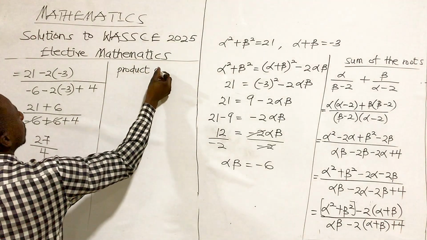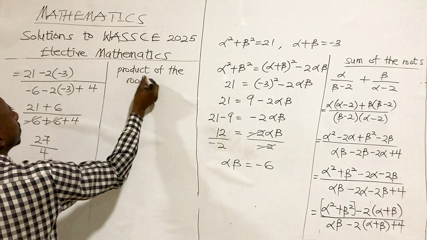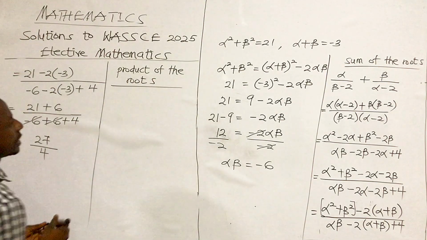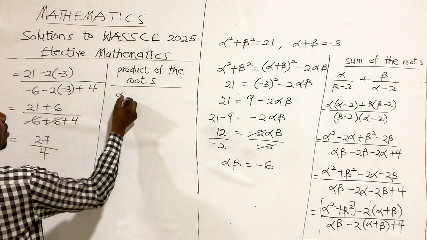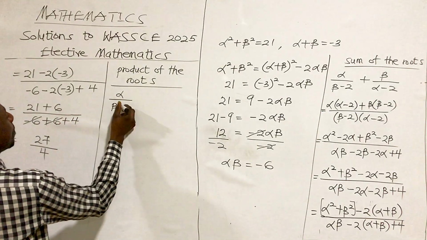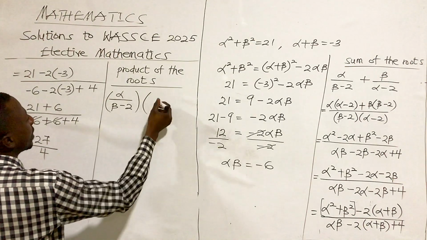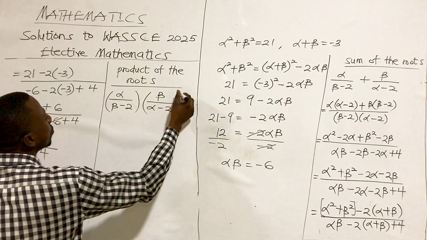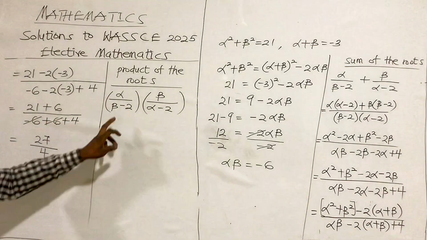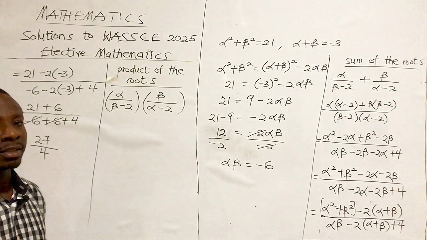Product of the roots. All right. Now we know that the roots were alpha over beta minus 2 multiplying beta over alpha minus 2. So these are the roots, and you want to find the product.